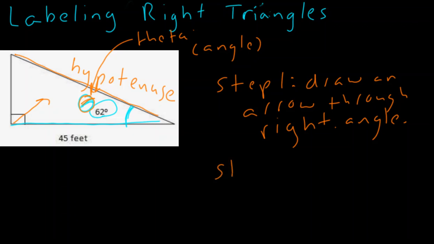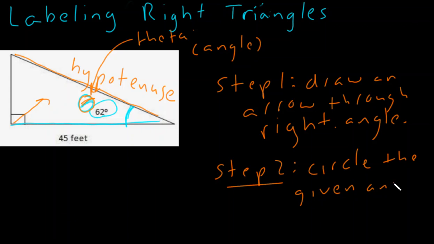Now, step 2. I always want you to circle the given angle. So let's use a different color here. I'll use this nice purple, and I circle it. And why do I circle it?